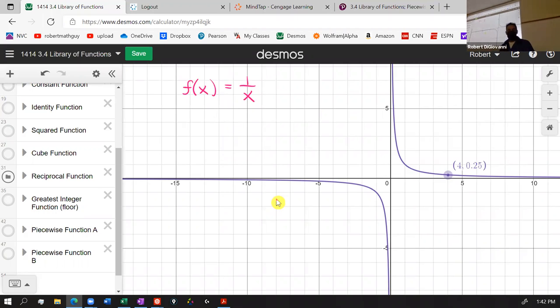Okay. All right, let's talk about even or odd. Odd. If we reflect this over the y, and then over the x, it will land right on top of itself. So this is an odd function.